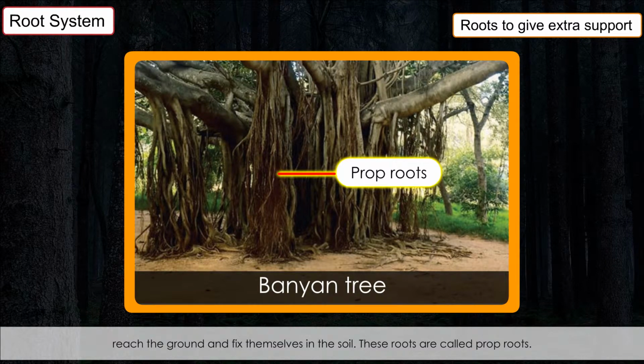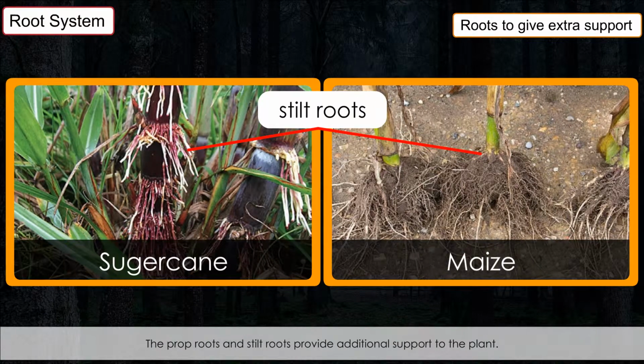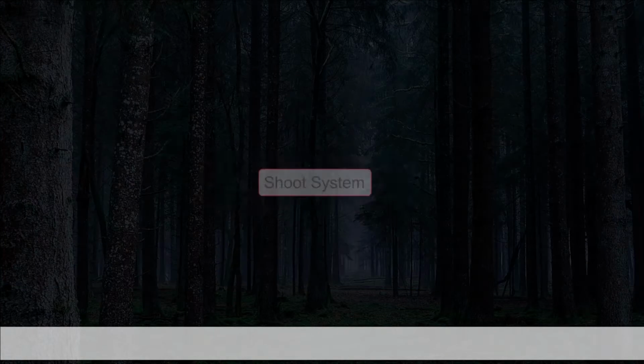These roots are called prop roots. In sugarcane and maize, several fibrous roots grow from the base of the stem and act as stilt roots. The prop roots and stilt roots provide additional support to the plant.